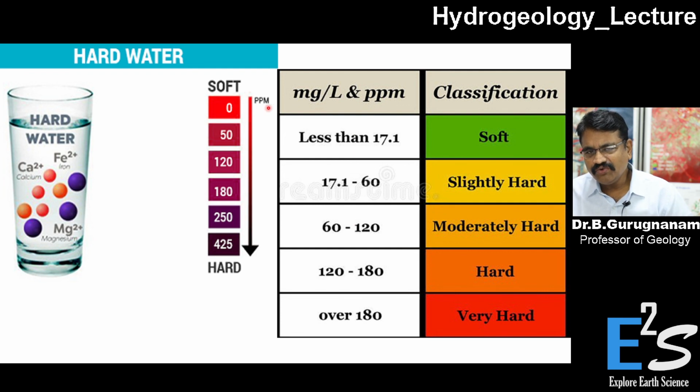Soft water is lower in ppm and hard water is higher in ppm. Less than 17.1 is soft water, and above 180 ppm is hard water. In between you have classes like slightly hard, moderately hard and hard. This is how hard water is classified. This is how the study is done with respect to pH, EC, TDS and total hardness. With this, the discussion on the estimation of physical and chemical parameters of water in terms of hydrogeology comes to an end. Thank you.